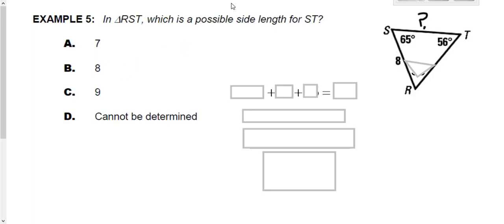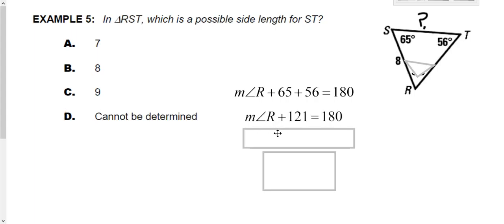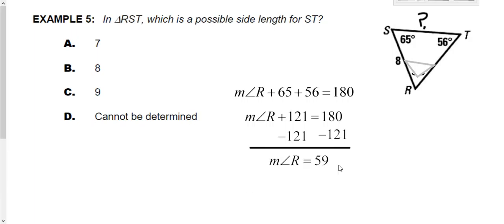So the only thing they give us are these two angles right here. So I really need to know the measure of this third angle. So we set up an equation for that, so we can figure out how much this one is. We know they all add up to 180. So this is angle R, so measure of angle R plus the other two angles have to equal 180. We add those two numbers together, we get 121. So we subtract the 121 to get the measure of angle R by itself, and that is 59 degrees.